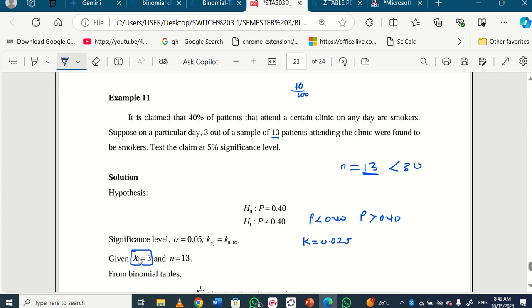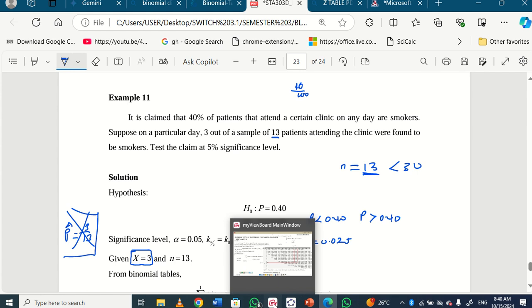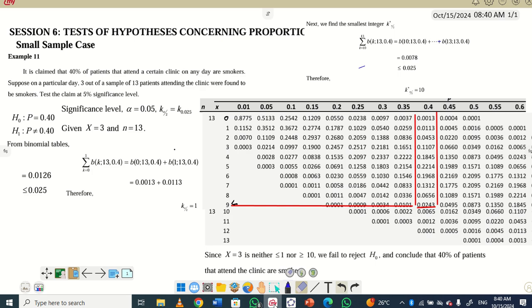If we were using the normal distribution, then our p-hat would be 3 over 13. But in this case, because the sample size is small, we will not use this, and we will not use the formula. We are going to use the binomial probability distribution. So let us look at that. That is the question, the same question here.